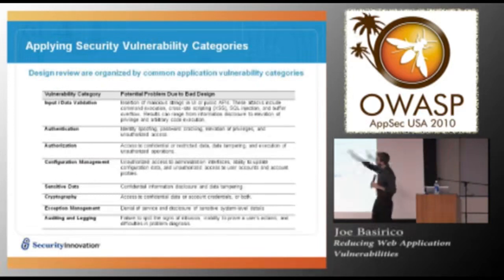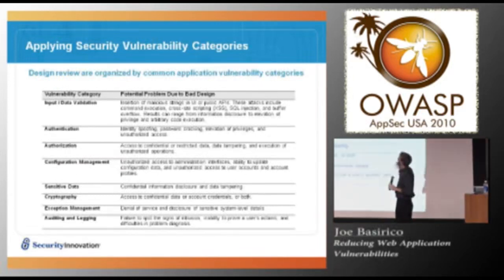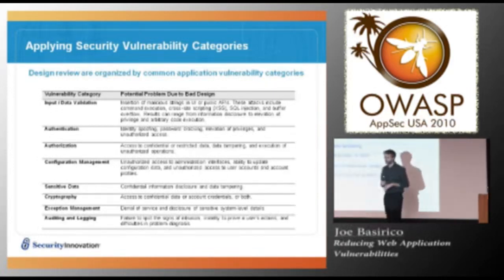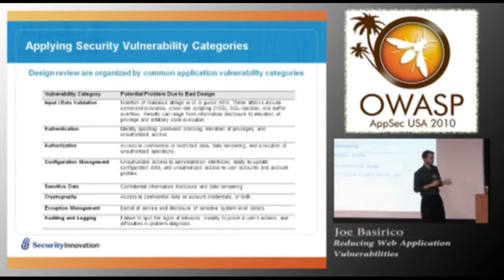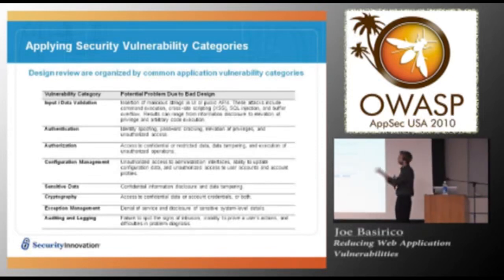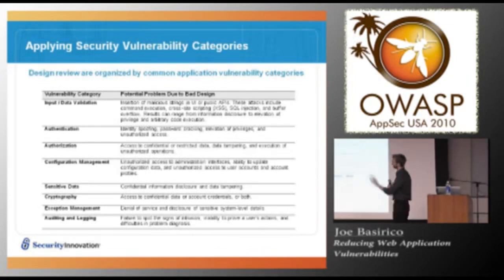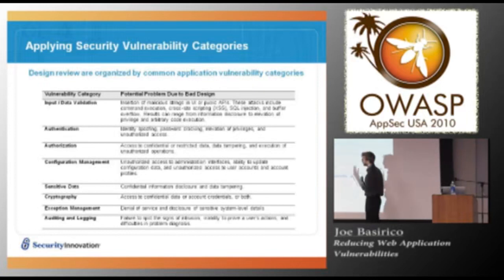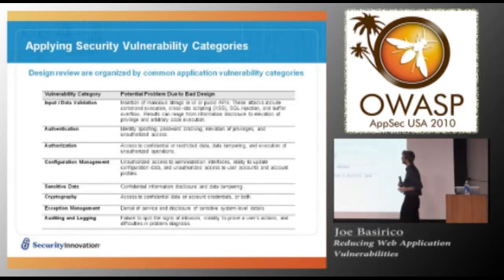Now, here I've enumerated all of the application vulnerability categories for a web application. So we have a category of input and data validation, authentication, authorization, and those kinds of things. For each category, I've enumerated a few potential problems. Let's take input and data validation, for example. If we don't do it properly, we may be accepting some malicious data.